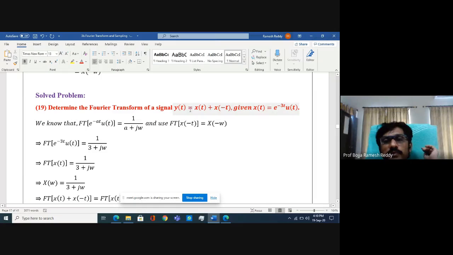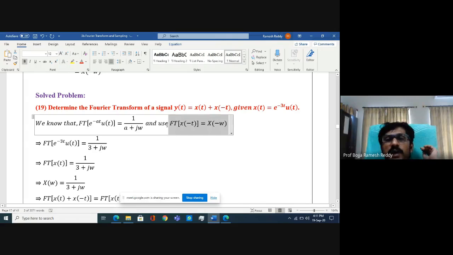Determine the Fourier transform of the signal x of t plus x of minus t. They are asking to evaluate the Fourier transform of x of t plus x of minus t, given x of t is equal to e power minus 3t u of t. Simply use the formula. What is this? A decaying exponential. We know that the Fourier transform of e power minus at u of t is 1 by a plus j omega. And use that the Fourier transform of x of minus t is equal to x of minus omega. This is called the time reversal property of the Fourier transform.